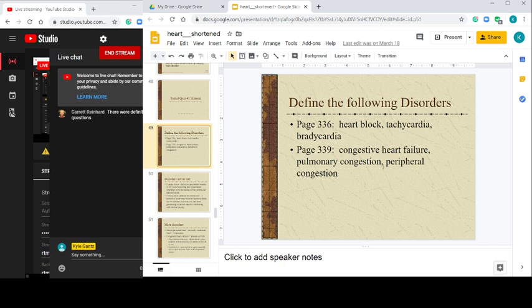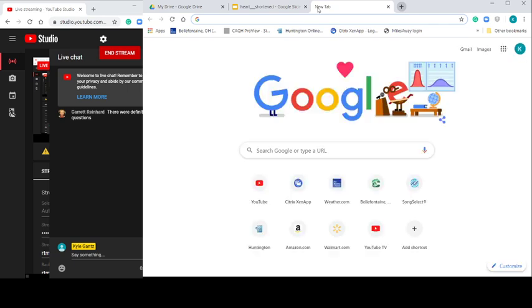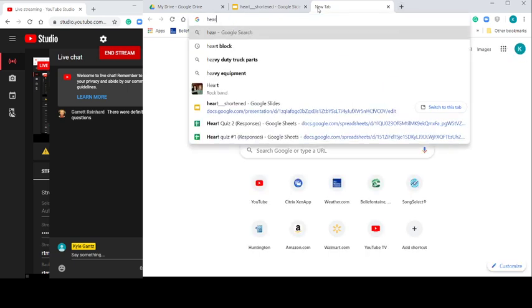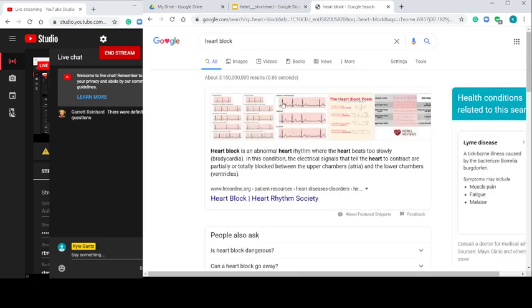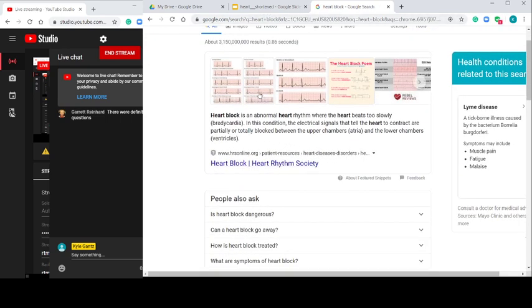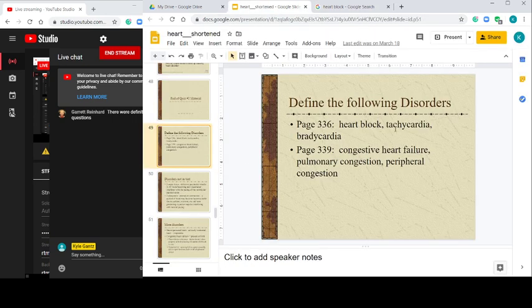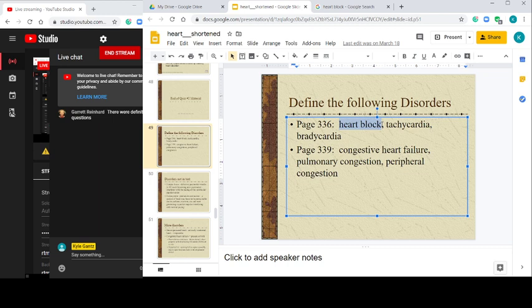With this page right here, what I would suggest that you do is just do like this. I mean, basically, we're going to say heart block. Okay. And so what a heart block is, is an abnormal heart rhythm, okay, where the heart beats too slowly. Okay, bradycardia. So that answers two of your questions there. So a heart block is where some of the signal is getting blocked. Okay, bradycardia is a heart rate that is slow, slower than normal.